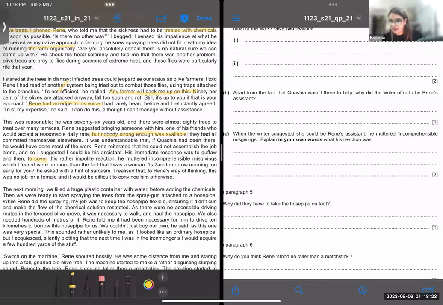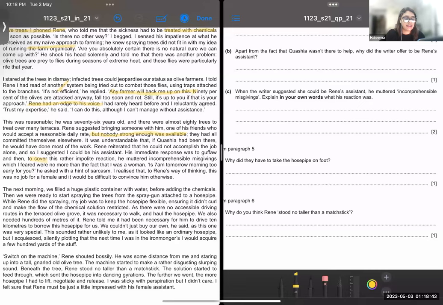All right, I believe that was not necessary. All right, 6C. When the writer suggested she could be Renee's assistant, he muttered incomprehensible misgivings. All right, so here you have to write your own words again. So this is where you have to use your own words to actually highlight the idea of what incomprehensible misgivings means. So someone asked me earlier, what if you don't know a synonym for the word? Then simply highlight what you think the author is trying to say.